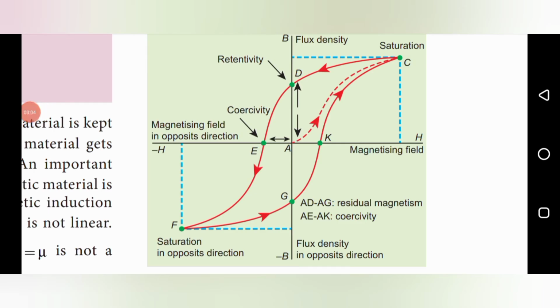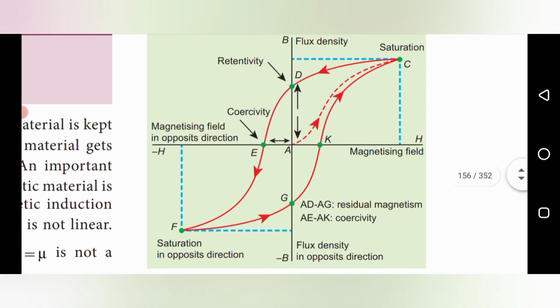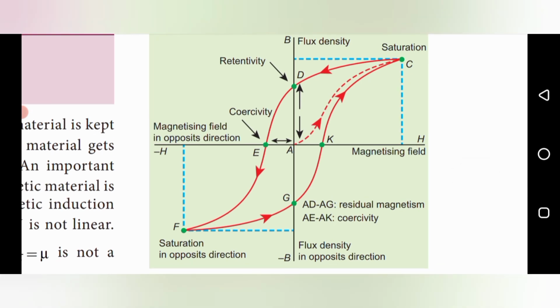The next topic is an important property of ferromagnetic magnetic material: hysteresis. Hysteresis means lagging behind. When we are increasing or decreasing a value, it can lag, that is, it comes back slowly, behind that value. That is called lagging behind. That is the meaning of hysteresis.